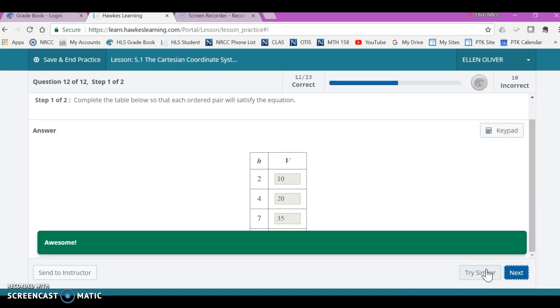Okay, so hopefully this has helped you understand how to do 5.1. I'll do a video for each section in Unit 5.